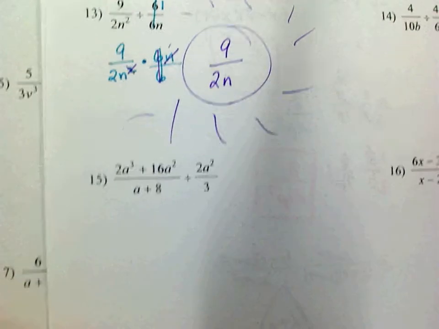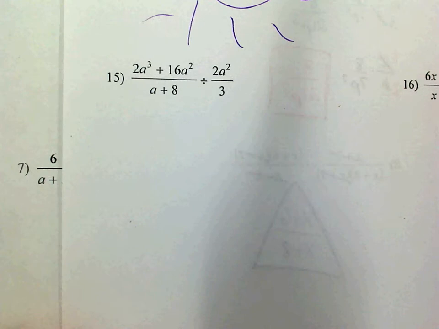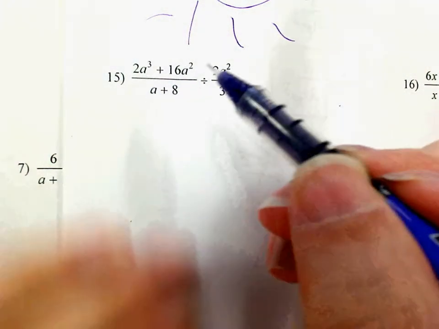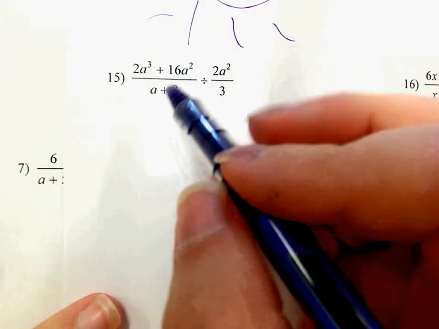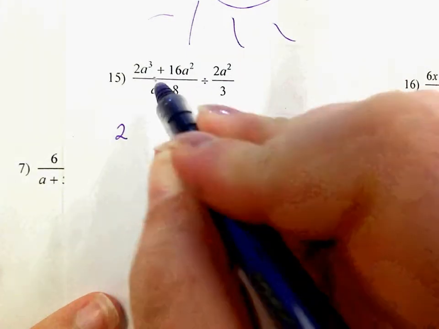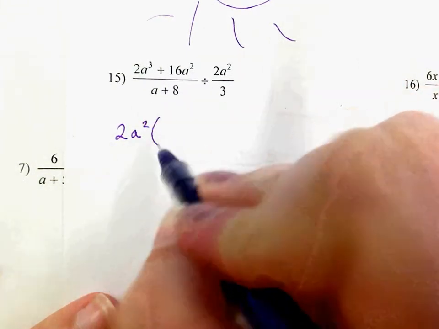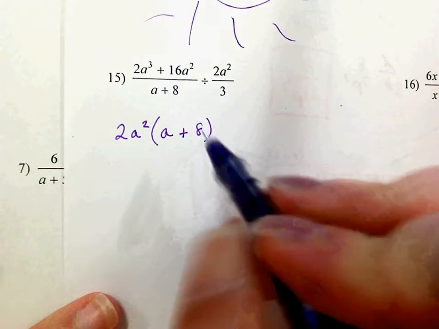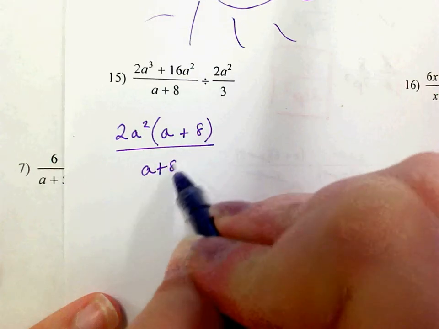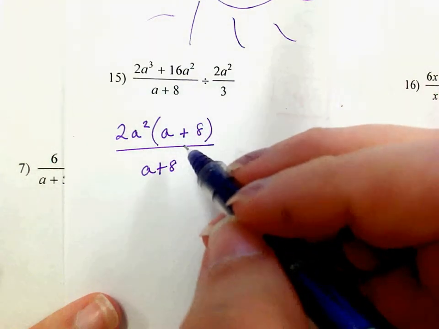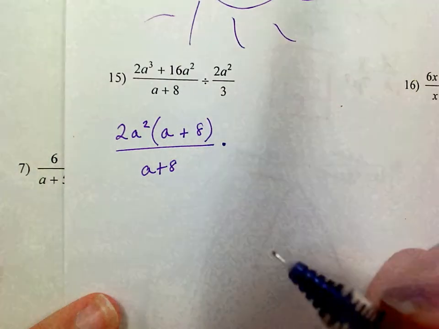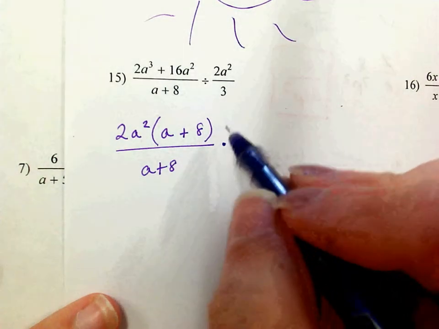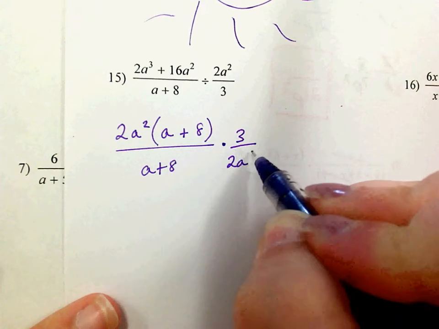Alright, let's talk about 15. Okay, do you want to factor this before we start flipping and multiplying? Okay, so what can you factor out of 2a cubed plus 16a squared? Good. I can factor out a 2 in the numbers and an a squared from the variables. What am I left with? A plus 8 over a plus 8 times 3 over 2a squared. So I have to remember to flip the fraction, right, guys?